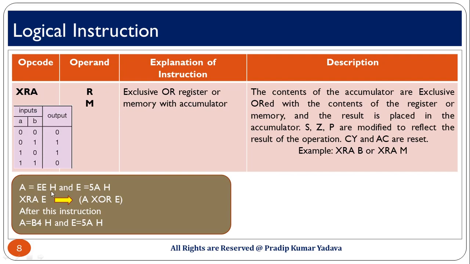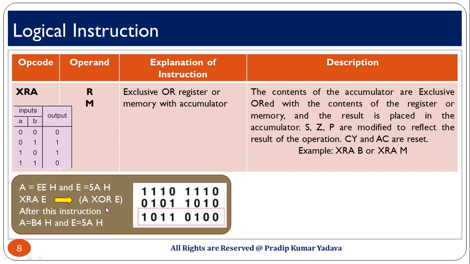Suppose the content of the accumulator is EE and the content of E is 5AH. When you write XRA E, you have to perform XOR operation between the accumulator and the register E. After this instruction, the content of A will be B4 and the content of E will be 5A, means the content of E will not change. Here also, by using this table you can find out whether your answer is correct or not.